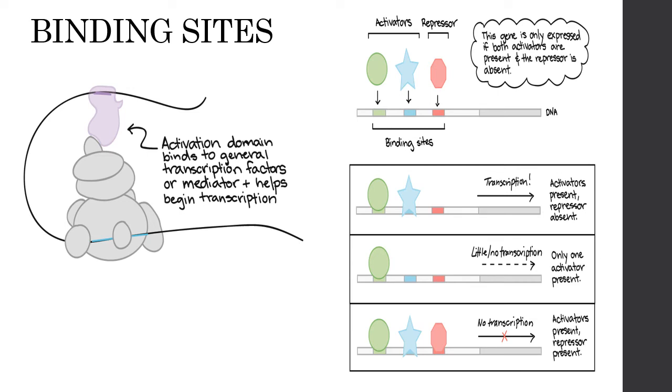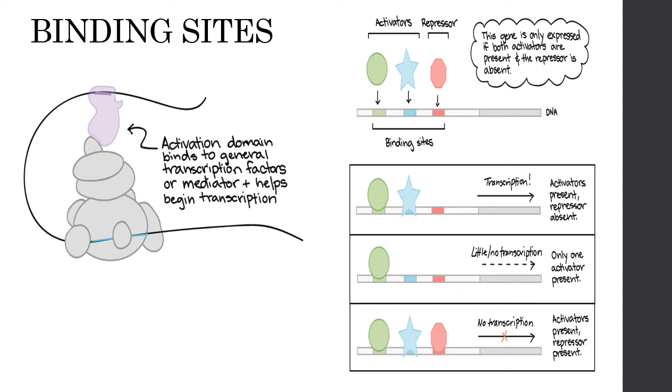So these are the activators and the repressor. These genes will only be expressed if both the activators are present and the repressor is absent. So here we can see the activators present and the repressor absent, and the transcription will take place.